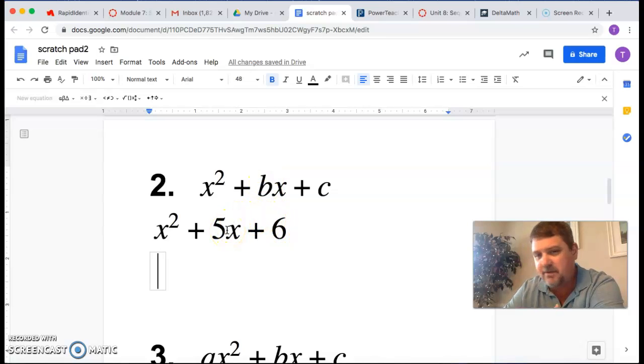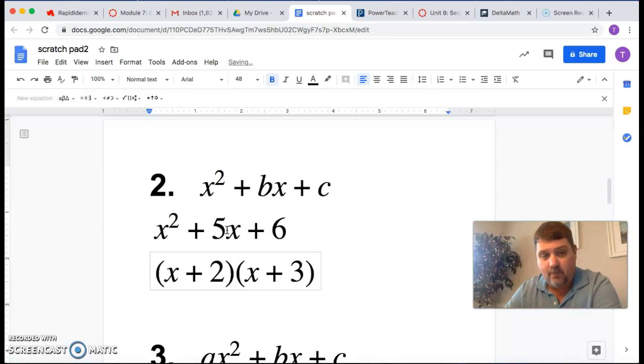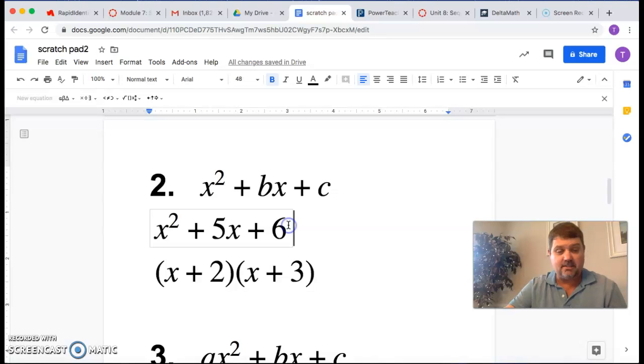We go down our list. We have to consider everything. 1 times 6, no. 2 times 3, oh, we found it. So with these, it was really easy. Remember, we could just write the parentheses out and just go x plus 2 and x plus 3. And order doesn't matter here because multiplication is commutative. It makes no difference.